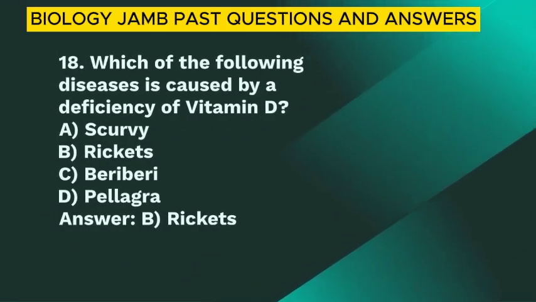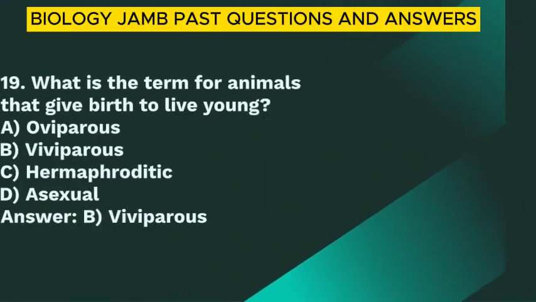Question number 18. Which of the following diseases is caused by a deficiency of vitamin D? A. Scurvy, B. Rickets, C. Beriberi, D. Pellagra. The answer is B, which is rickets.